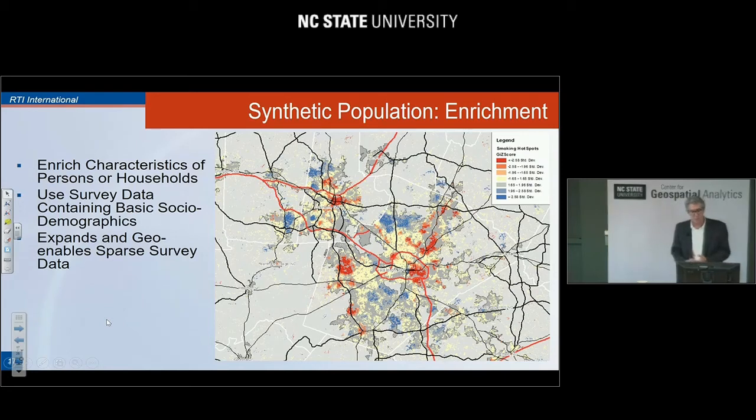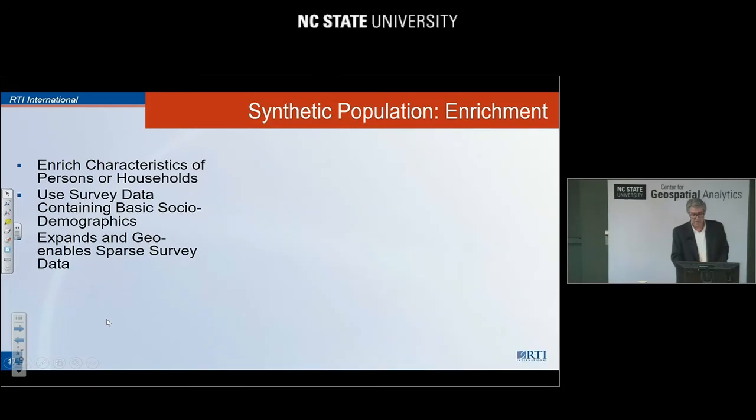So this one here is a map of smoking risk. Red is high, blue is low. This is from the BRFSS, Behavioral Risk Factor Surveillance System survey. It's a CDC survey, it's a telephone survey. The CDC will only give you maps of smoking by county or maybe census tract, but here we can get a really high resolution map.